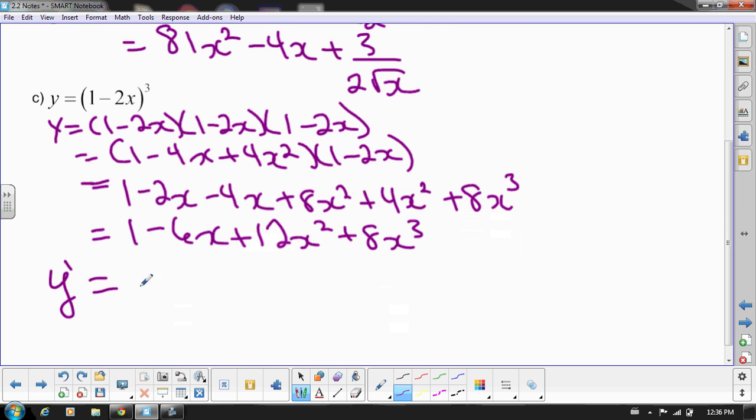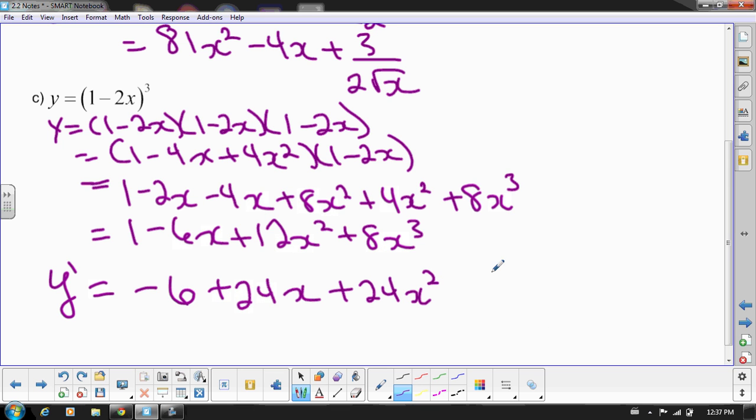So y prime equals 1. I'm going to erase that 1 because the derivative of 1 is 0. So the derivative of this one has a value of 0. Then I'm going to have minus 6 because the derivative of negative 6x is minus 6. 12 times 2 is 24, so plus 24x. And then this will be plus 24x squared. So this expression represents the slope of the tangent of that 1 minus 2x all cubed function. So if we have a value of x, we can substitute it in and get the specific value of the function at that point.